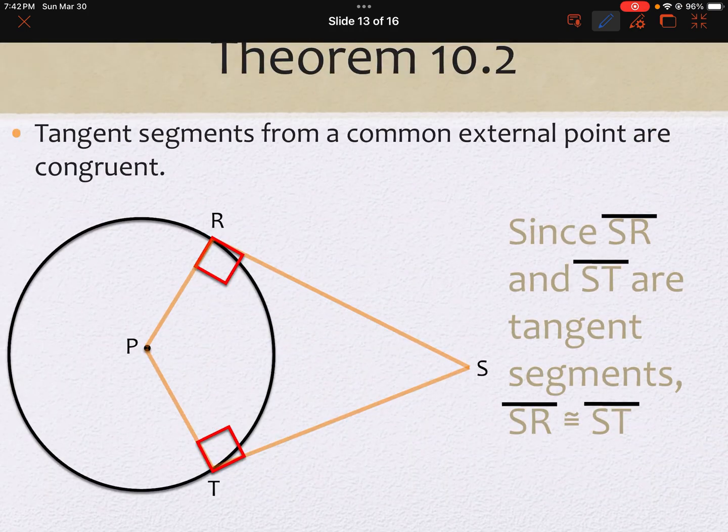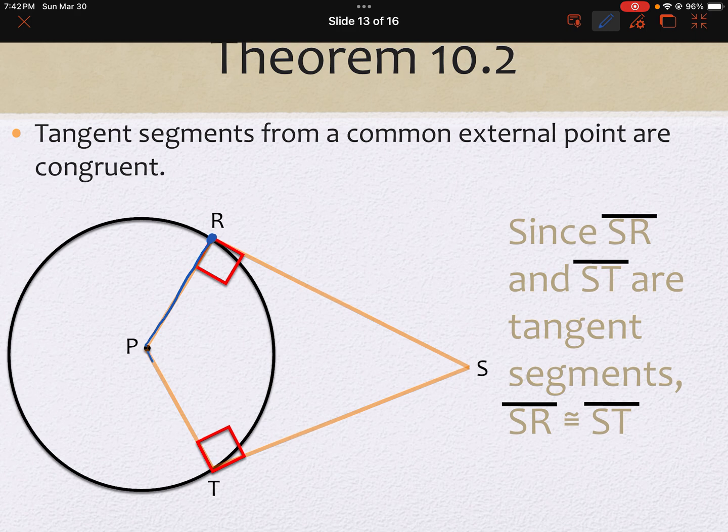Let's look at theorem 10.2. Tangent segments from a common external point are congruent. So what that means is, here's a radius. It makes a right angle with a segment that's outside the circle. That means that segment's a tangent. So that point R is a point of tangency.